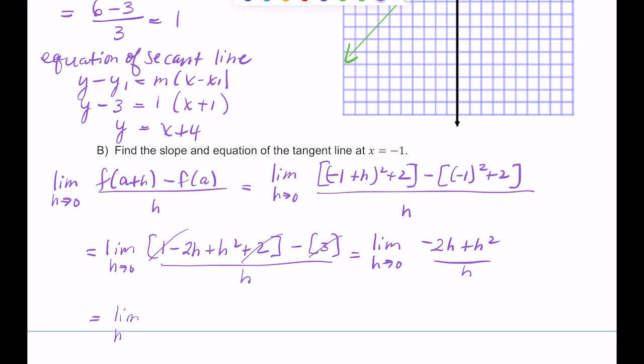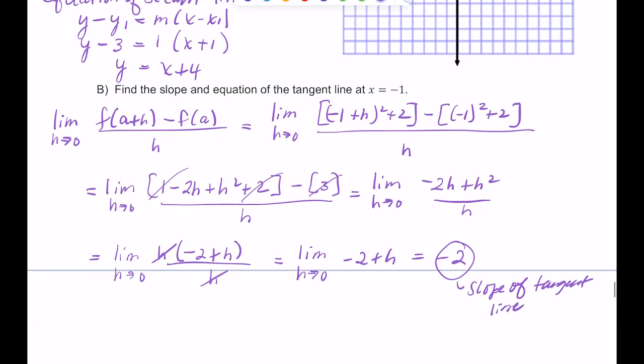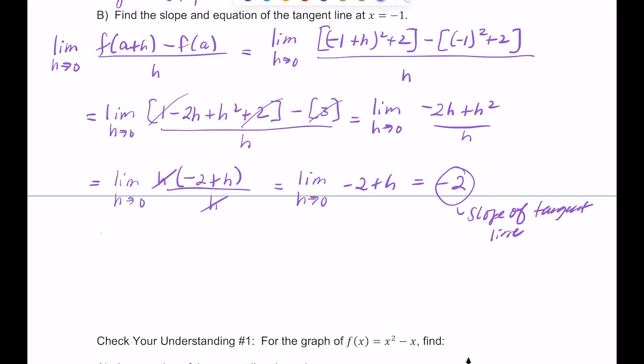And now we want to factor out an h, and you're left with -2 plus h, and the h's cancel. So we end up with the limit as h approaches 0 of -2 plus h, and if I substitute 0 in for h, you get -2. Okay, so that is the slope of the tangent line. But we actually have to find the equation of the tangent line. So we're going to do the same thing. We're going to plug it into our point slope formula.